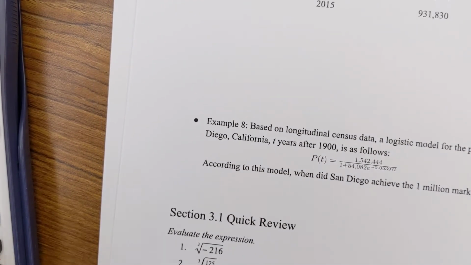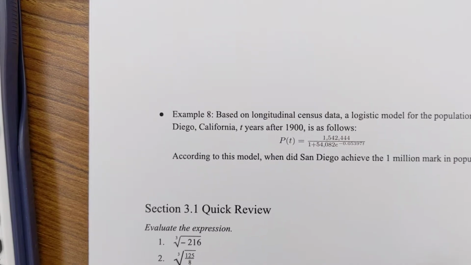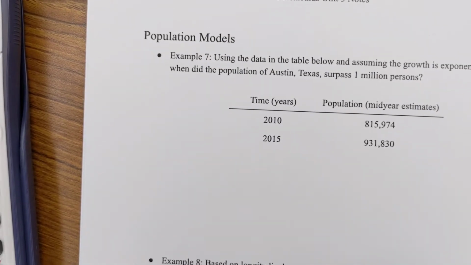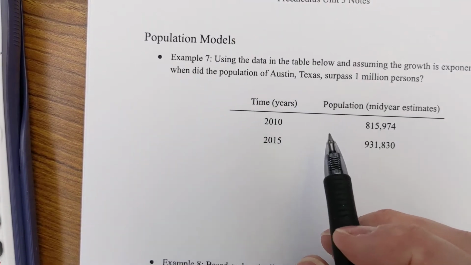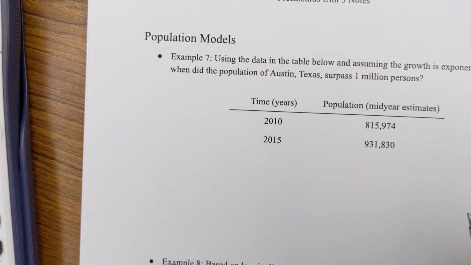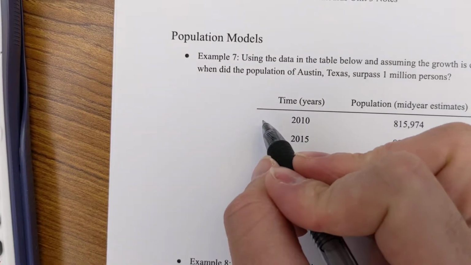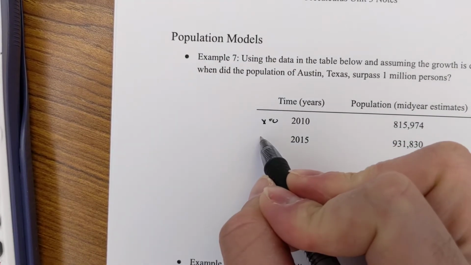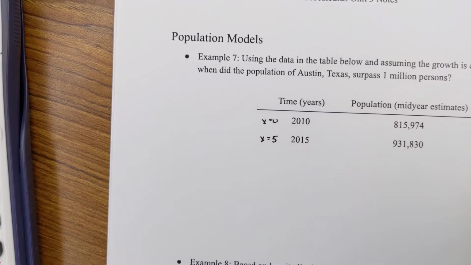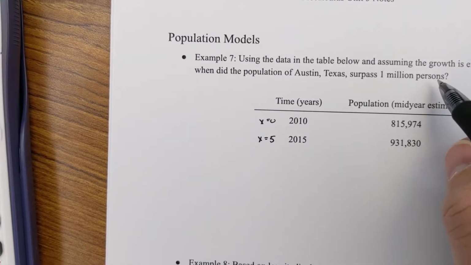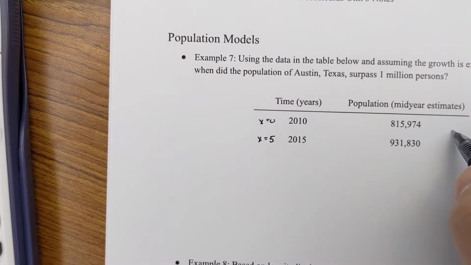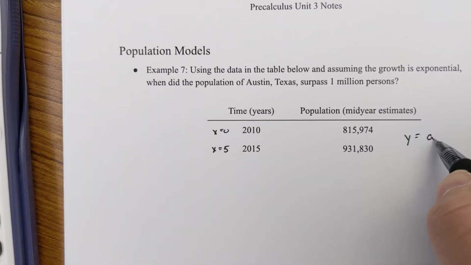Okay, so population models. Example 7 here says, using the data in the table and assuming growth is exponential, when did the population of Austin, Texas surpass 1 million persons? So I'm going to set this equal to 0, which means that this value here is at x equals 5. So I have my equation. Growth is exponential, so I can do this generic equation.